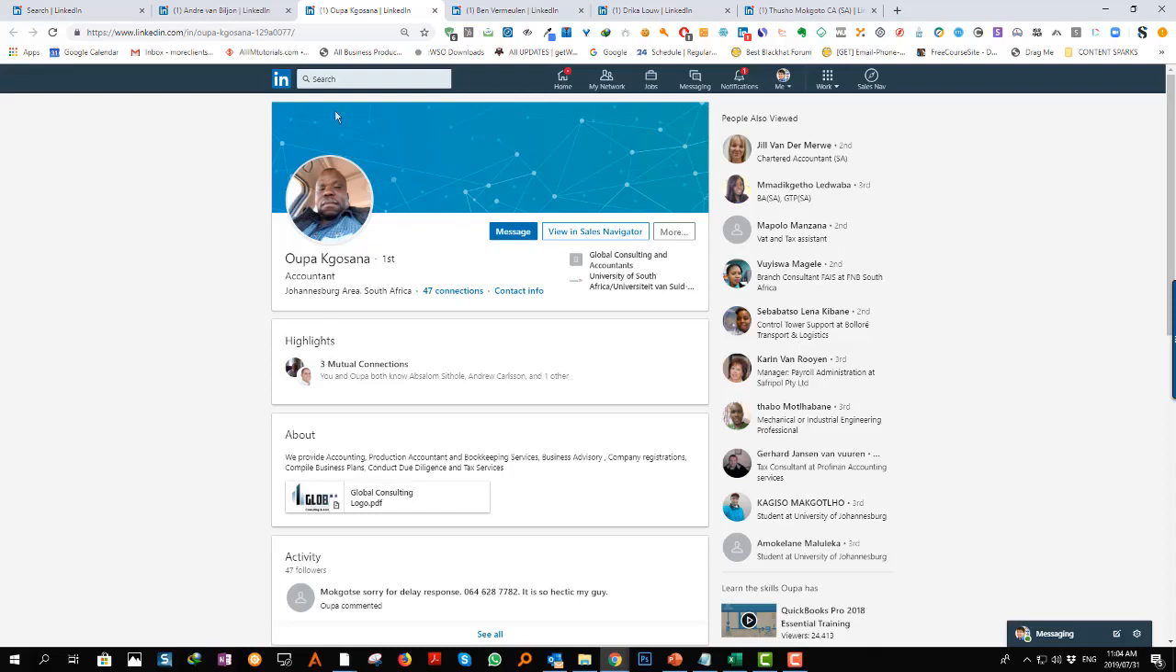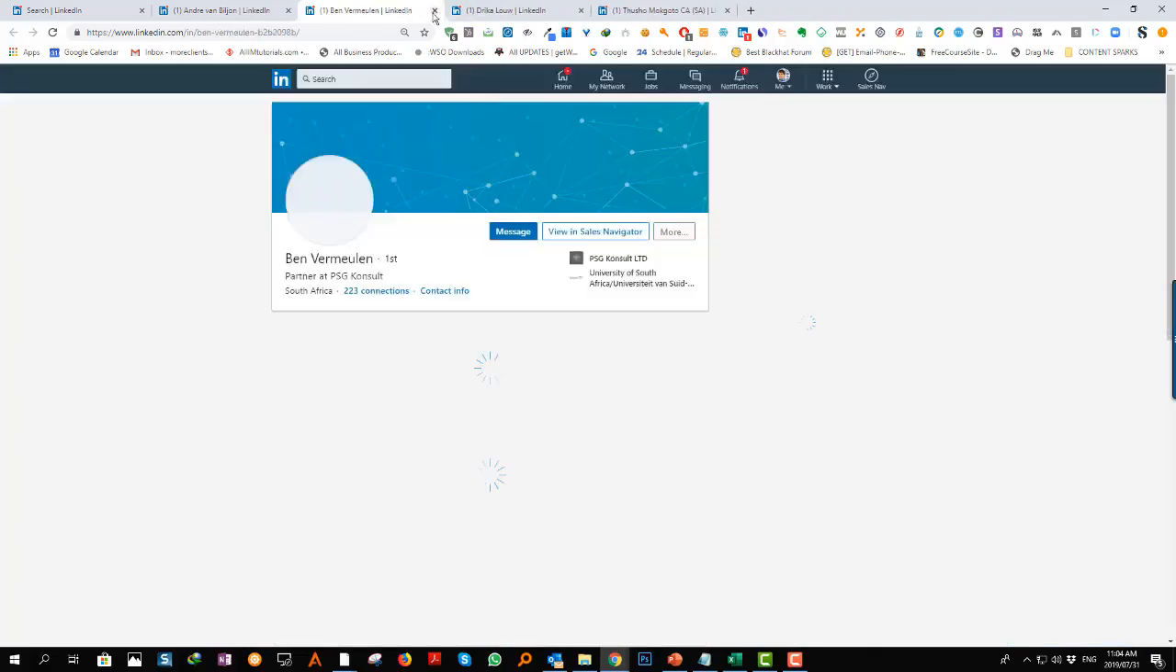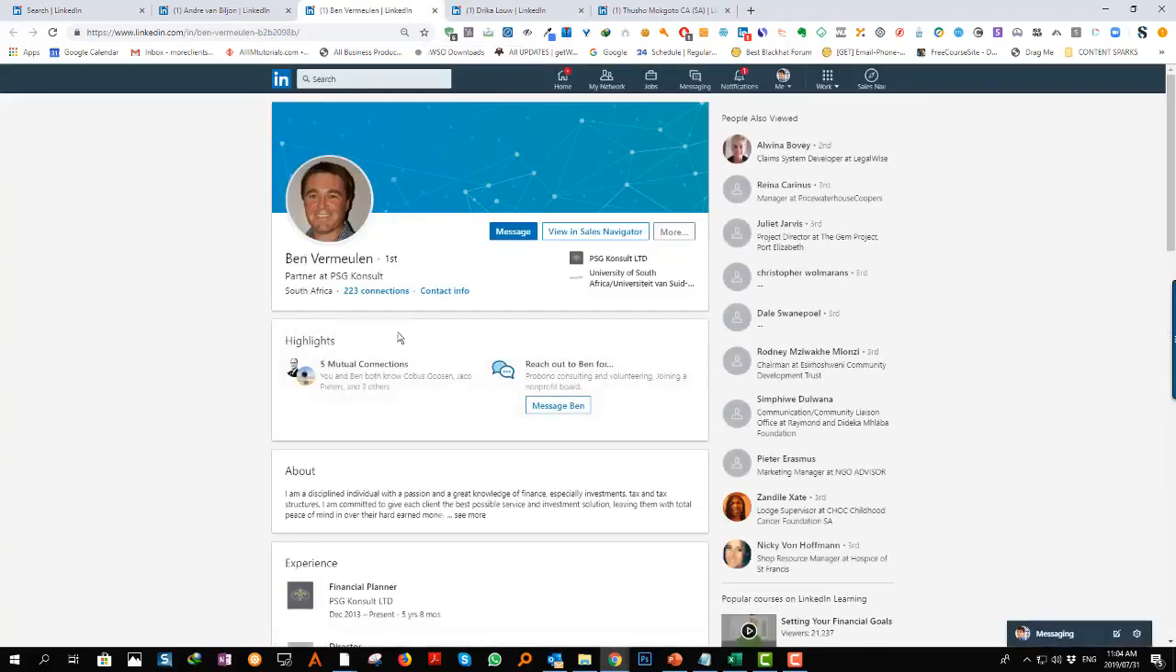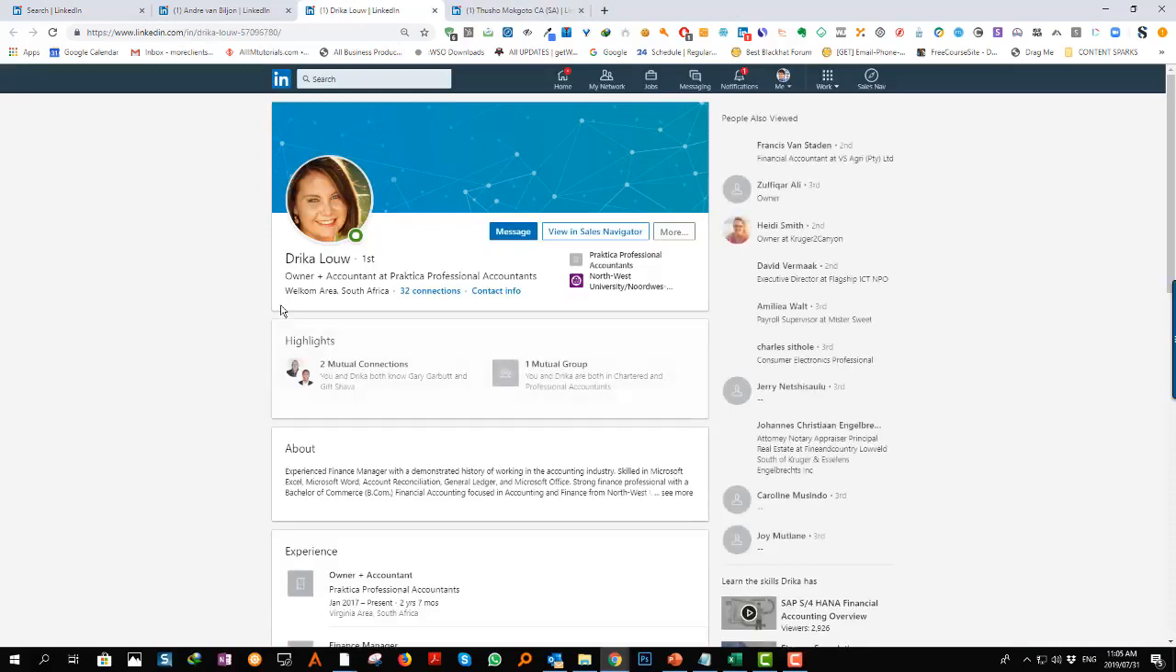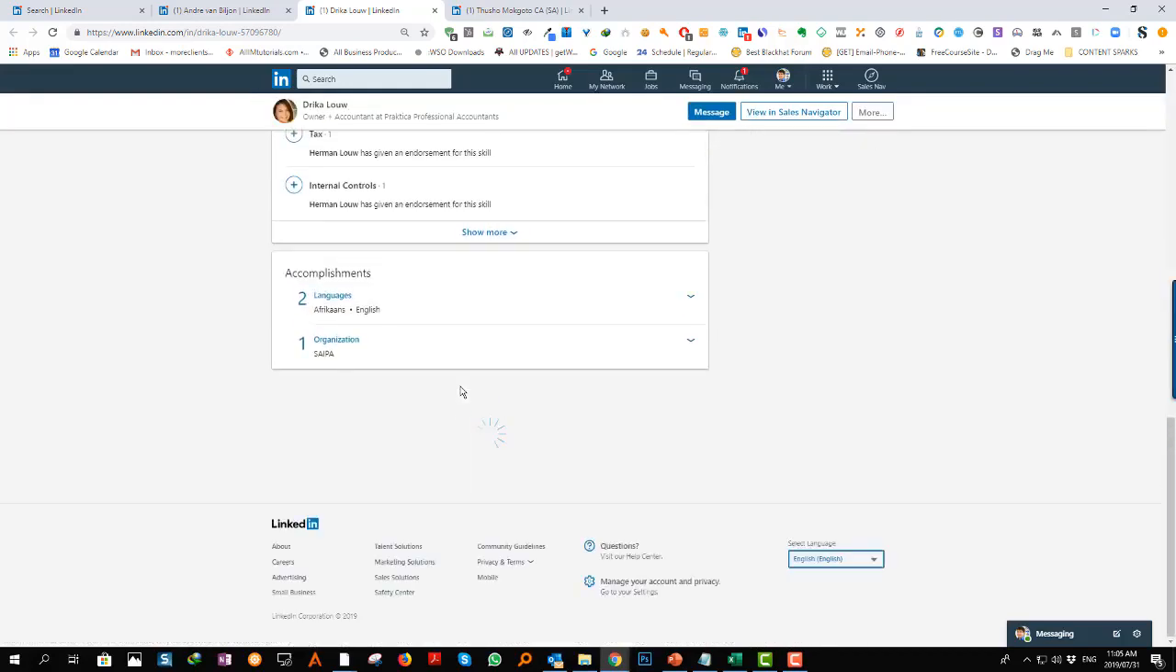So Opa is probably not going to be great for me to illustrate what I want to show you. So let's move from Opa. Ben, he's got 223 connections. Let me pass on Ben for a second. Drika, only 32 connections. While she's pretty useful for me, 32 connections might indicate that she's actually not that active on LinkedIn. So it might be good, it might be bad. Let me see.